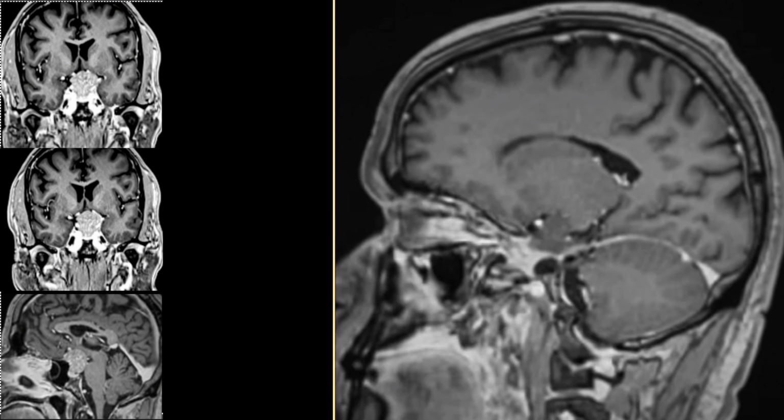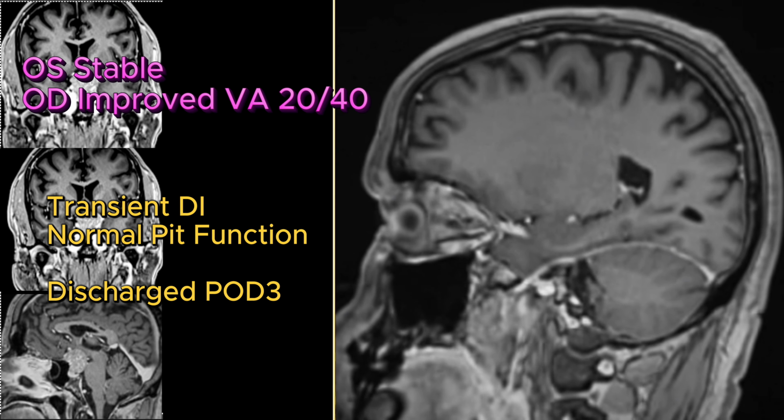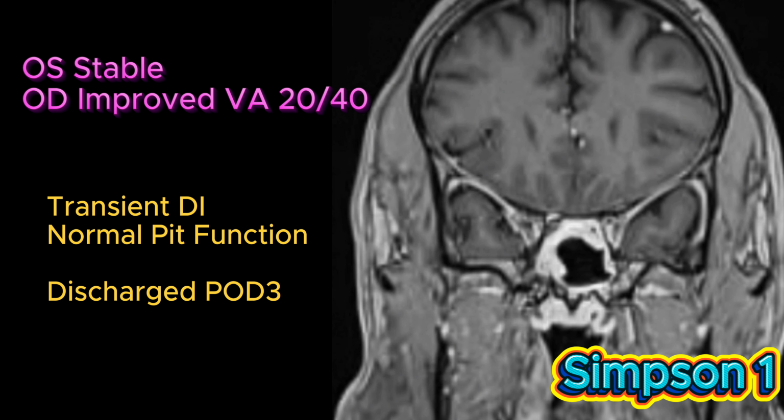MRI shows gross total resection. Postoperatively, the patient did well with significant improvement in vision on the right side. The left eye remained amaurotic, consistent with a chronic deficit.